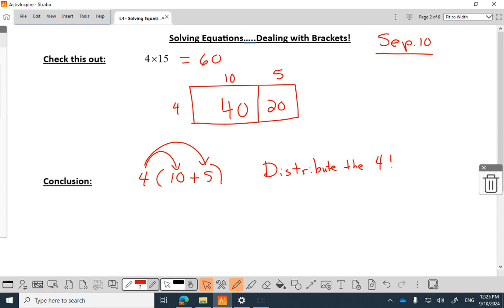Where else do we use the word distribute? When I gave you guys out a practice quiz or a handout, I distributed it. I hand it out to everybody. So distribution means everybody gets one. So everybody got multiplied by 4 here.